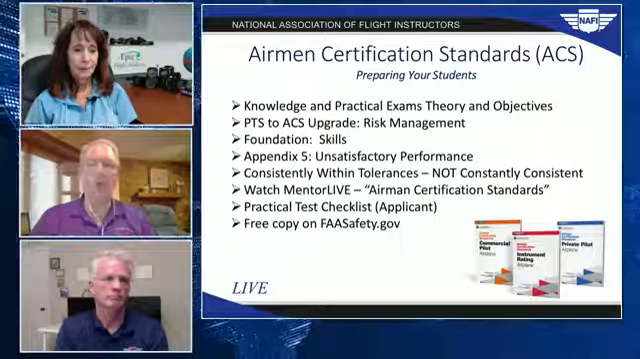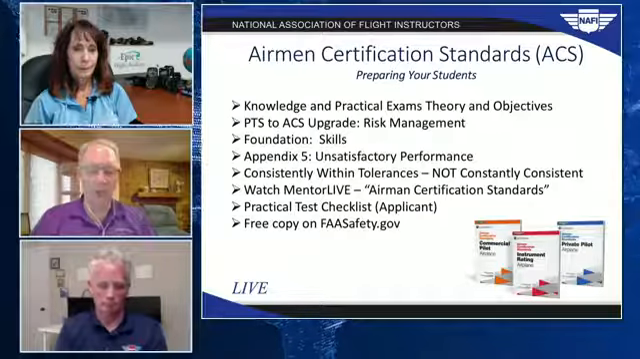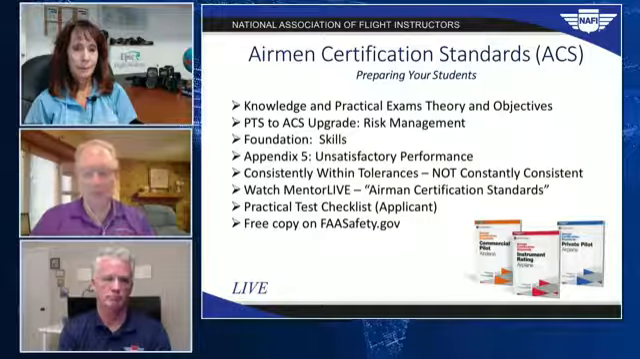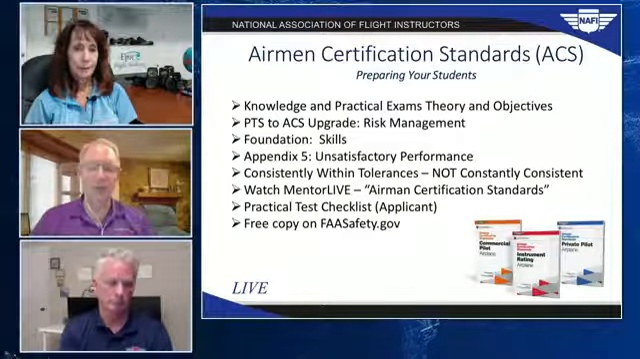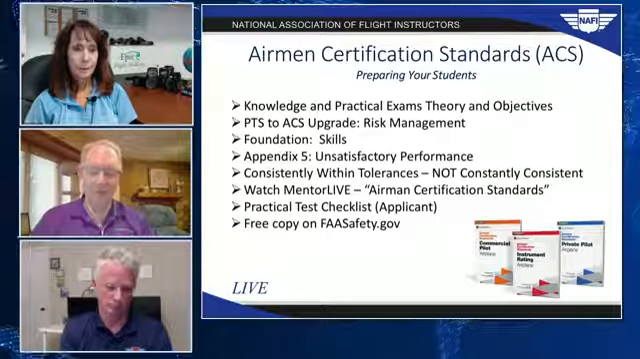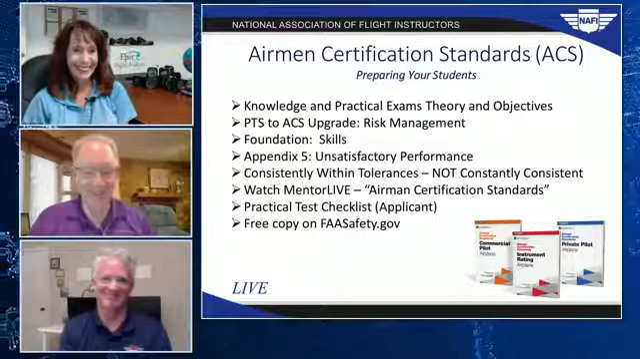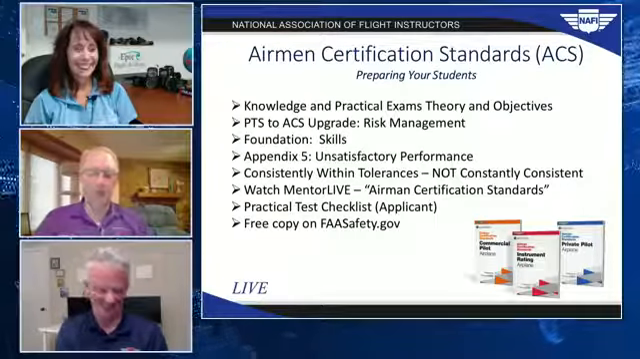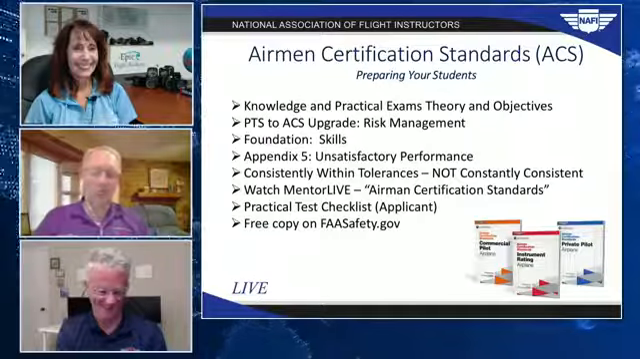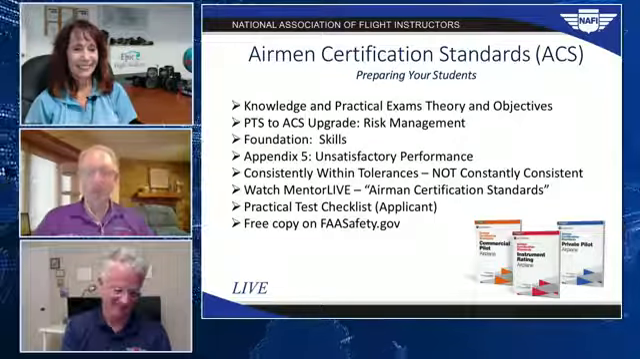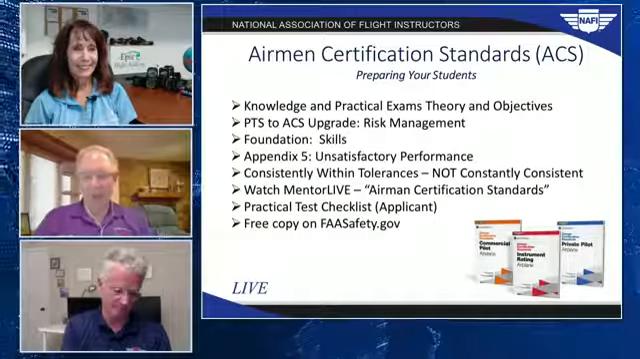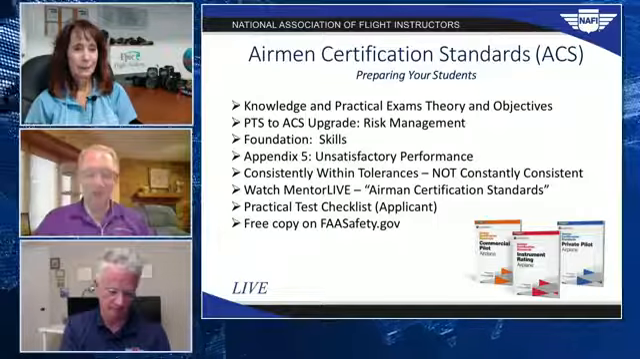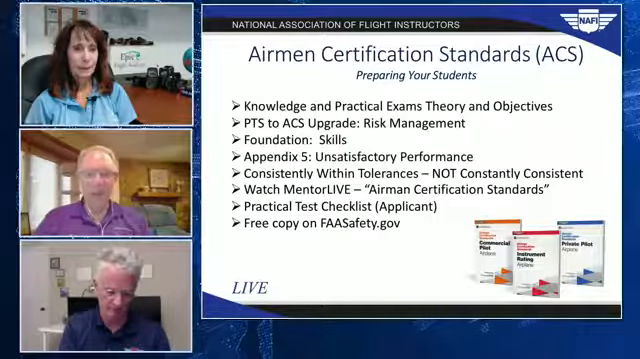We're going to talk about nervous students here in a little while, but the part of the PTS and the ACS that I always like is there's a section in there that talks about unsatisfactory performance. And if you're hearing my cat in the background, I apologize. There's a statement in there that says if the applicant is consistently exceeding the tolerances, then they will fail that area of operation. When my student reads that, their eyes get as big as dinner plates, and I always say, wait a minute. It doesn't say constantly, it says consistently.